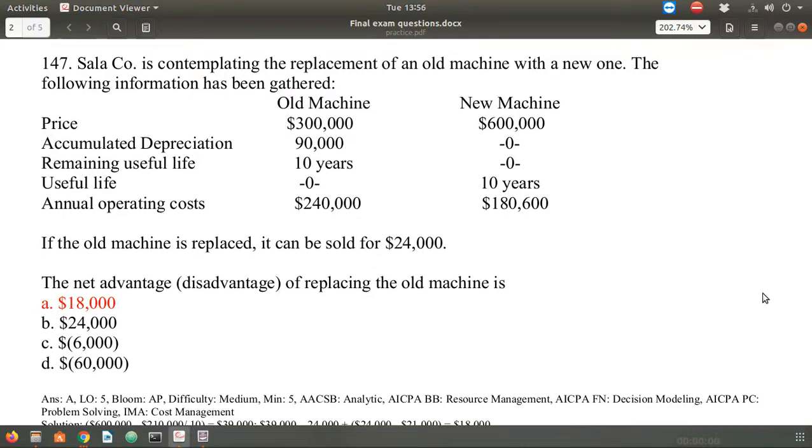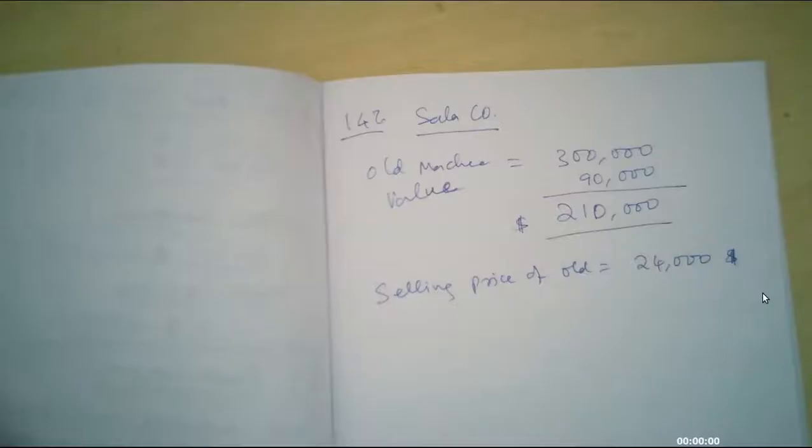Now, meanwhile, you purchase the new machine, right? So the new machine you will be purchasing. Just a minute.